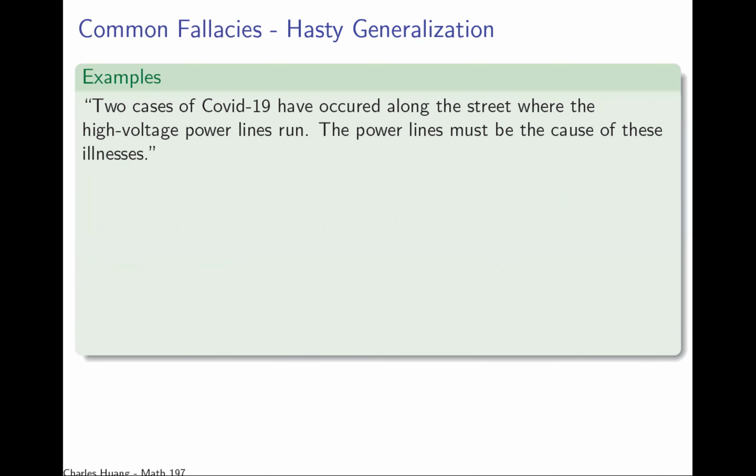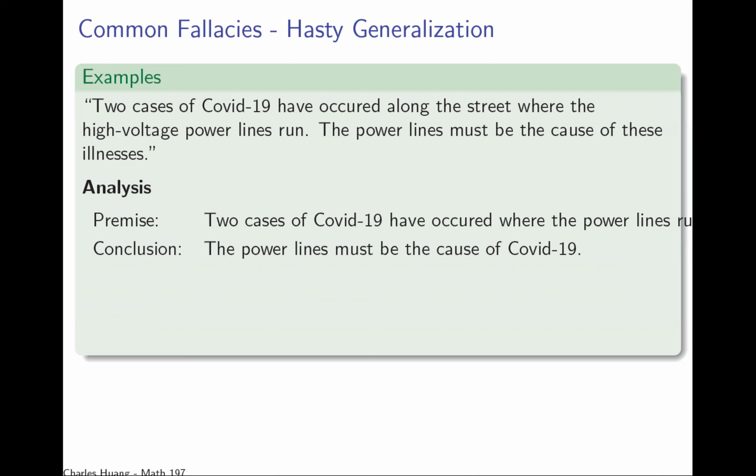Next type of fallacy is called hasty generalization. Two cases of COVID-19 have occurred along the street where there is a high voltage power line. The power line must be the cause of these illnesses. Here we're trying to reach the conclusion that the power line is causing COVID. And the premise that we have is that there are two cases of COVID where the power line is running through.